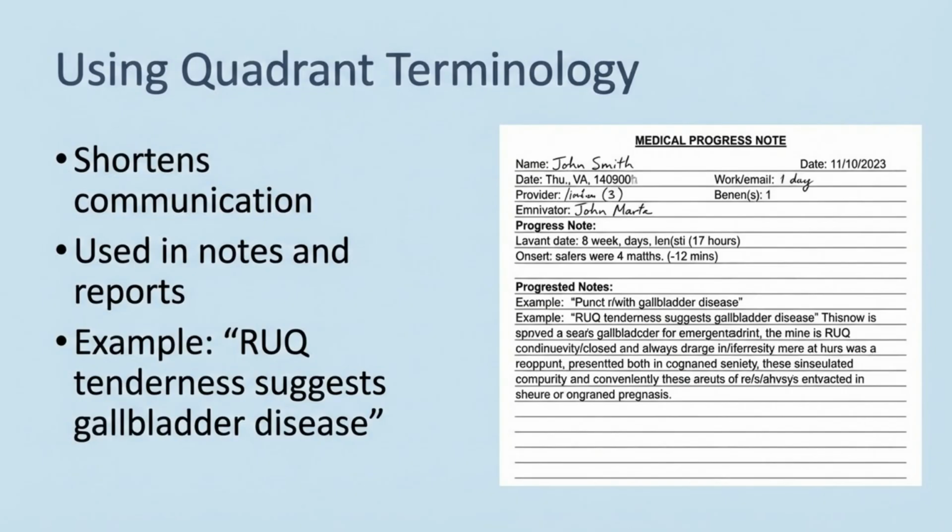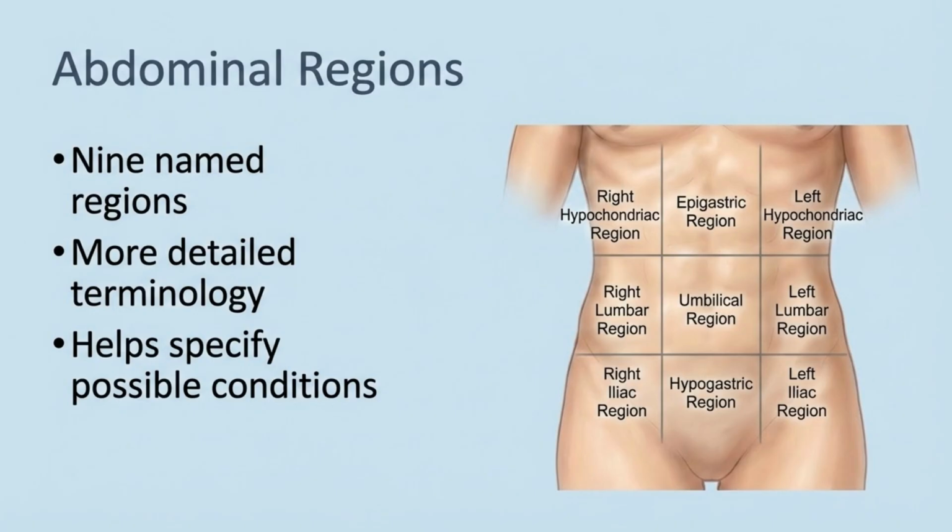Quadrant terminology is used because it allows quick and efficient documentation. These standardized terms are easy to communicate verbally and in writing. Quadrants are especially useful in emergency and initial assessment settings. In addition to quadrants, medical terminology also uses abdominal regions. The abdomen is divided into 9 regions to provide more precise location terminology. This system is often used when detailed documentation is required.